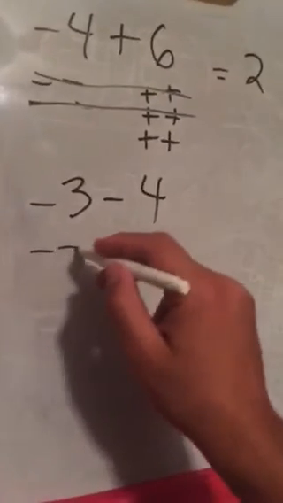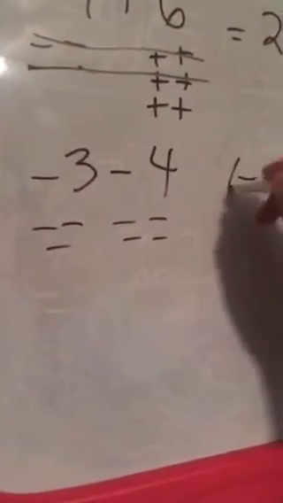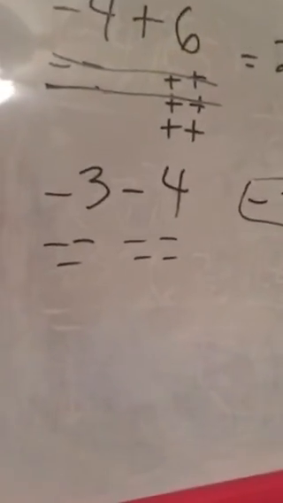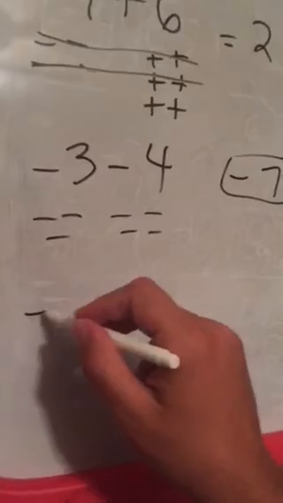All right, let's go -3 minus 4. Now I look at that as 3 negatives and 4 negatives, which gives me a total of 7 negatives. But you could think about a number line. Your -3 is your starting point, and when you minus 4, you would go left 4, which would put you at -7.